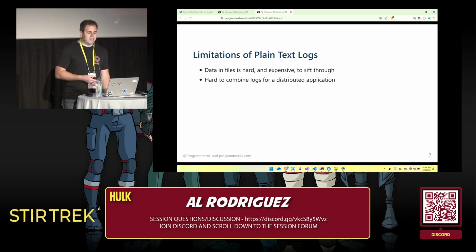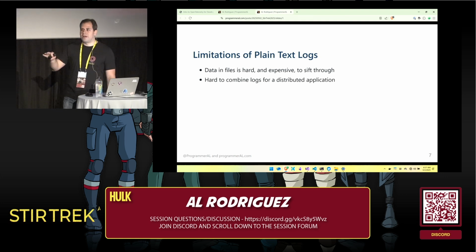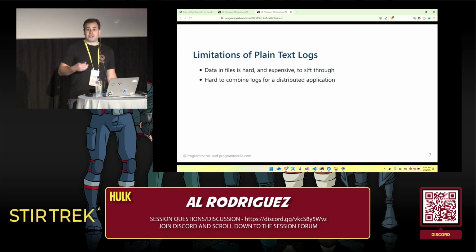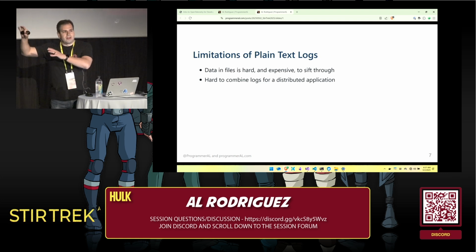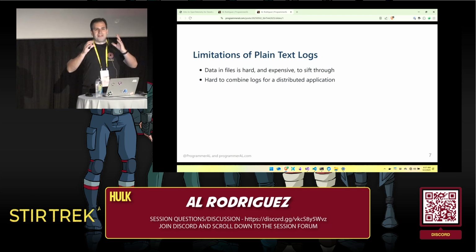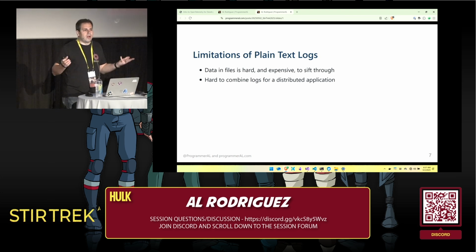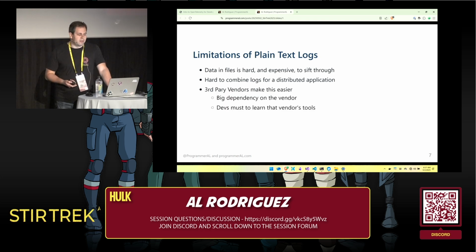Another thing is it's hard to combine logs for a distributed application. I'm pretty sure the majority, if not every person in this room who works on an application is working on a distributed application, right? You probably have a UI somewhere that talks to a backend service, and then how many things does that backend service talk to, right? 4, 5, 20, no idea. But distributed applications, very common, hard to debug if you're just looking at log files.